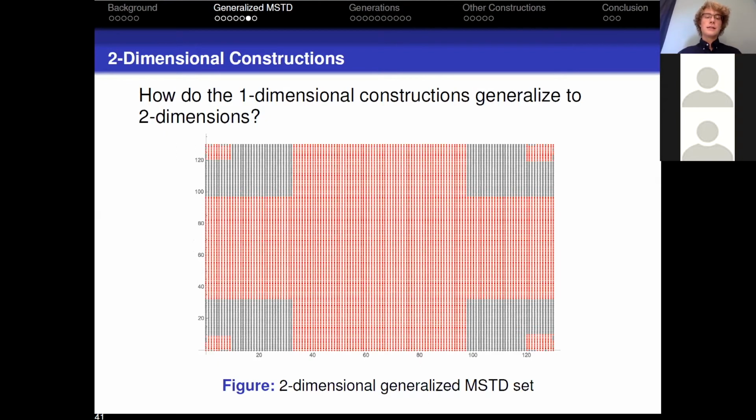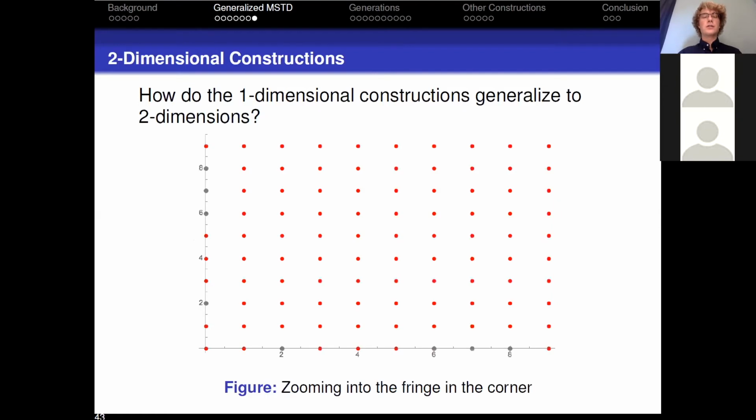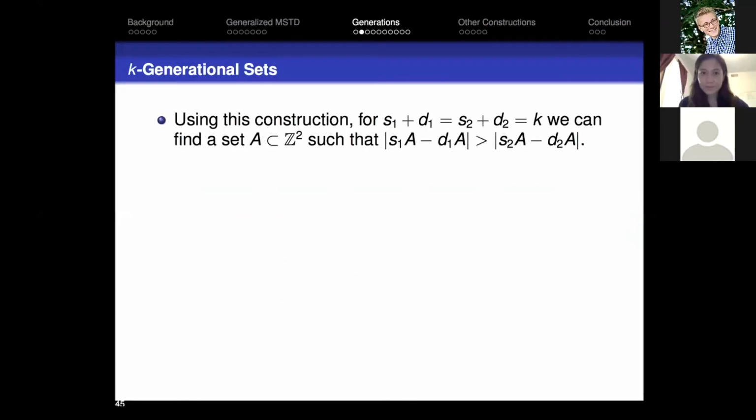But then to see the delicate structure in the fringes, we need to zoom in a little bit. So looking at the bottom left corner, this is what it looks like here. It's almost completely filled in, but if we look at the left and bottom edges, we can see we've got the exact same structure as the one-dimensional fringes. So we've got one element deleted towards the start, and then a bunch more elements deleted towards the end.